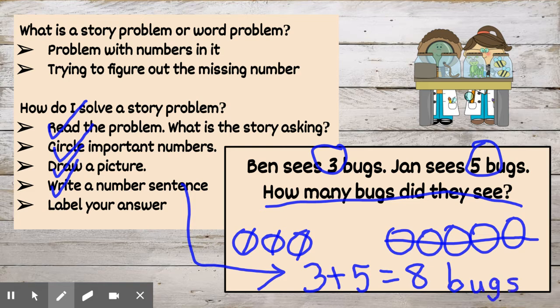Then you're going to read your story back. Ben sees 3 bugs, Jan sees 5 bugs. How many bugs did they see? 3 plus 5 equals 8 bugs. So think about, does your answer make sense in the story?